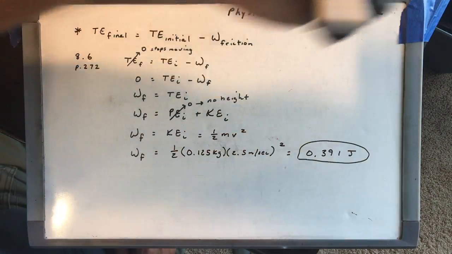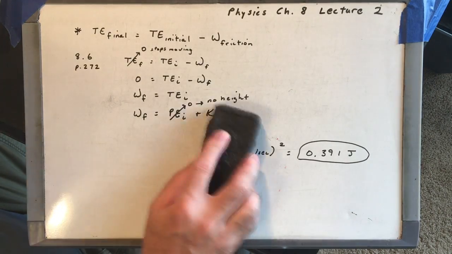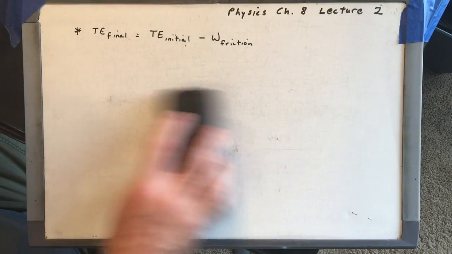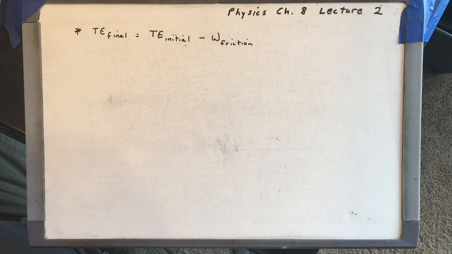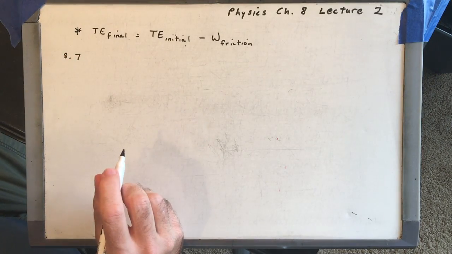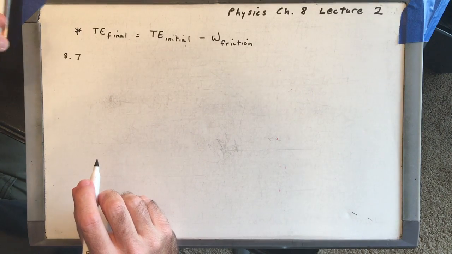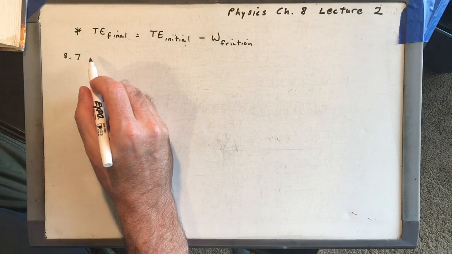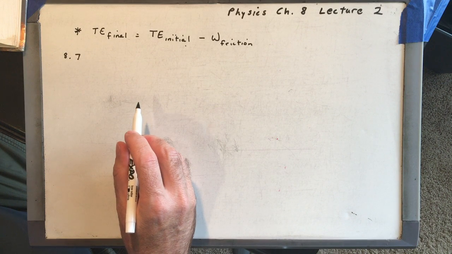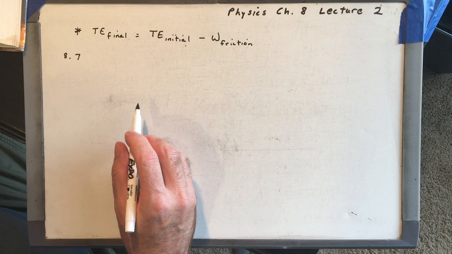All right, go ahead and pause the video if you need to. All right, 8.7. So you guys can read along with me. I'm not going to pull the book into view. So it says, friction does 4.5 joules of work on a 430 gram box that slides along a level sidewalk. If the work is done while the box slides 2.5 meters, what is the coefficient of kinetic friction between the box and the sidewalk?